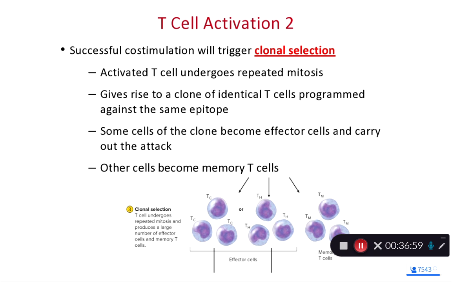After we have presentation and co-stimulation, we have reproduction. This is known as clonal selection, this process of the lymphocyte reproducing many, many times over. We go through mitosis and cytokinesis and duplicate the nucleus and the cytoplasm many, many, many times over.